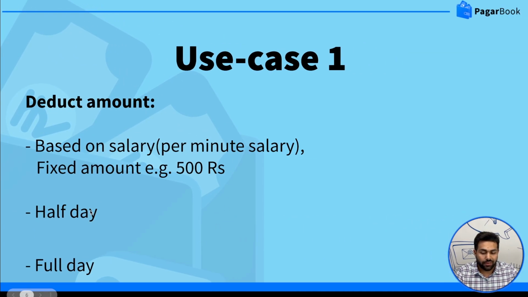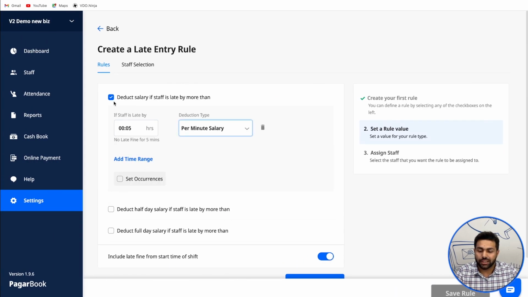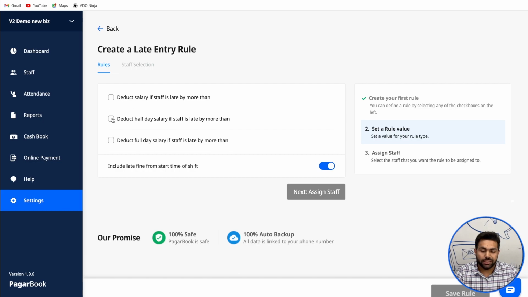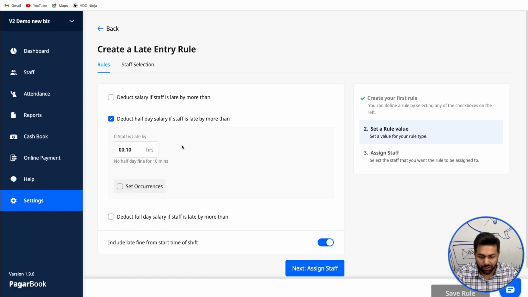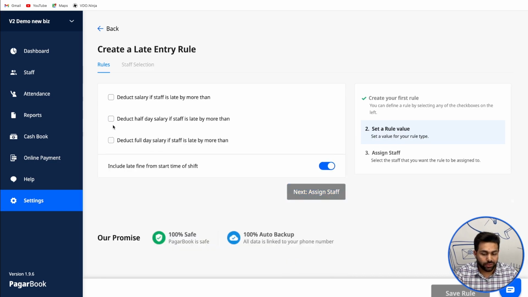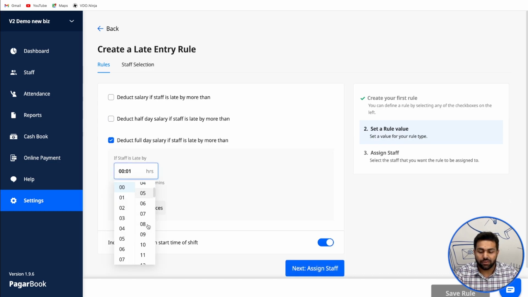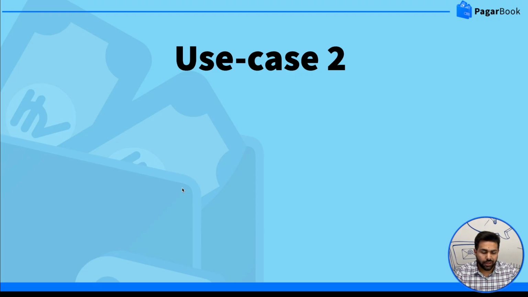Now we also do have a half day option. So here there is another option, that is deduct half day salary. Here also we can assign a particular time, that is 10 minutes. So if staff is late more than 10 minutes, then his half day salary will be deducted. And we also have the option of full day salary, where we can assign a time, and if staff is late for more than 15 minutes, then in this case we will deduct full day salary.